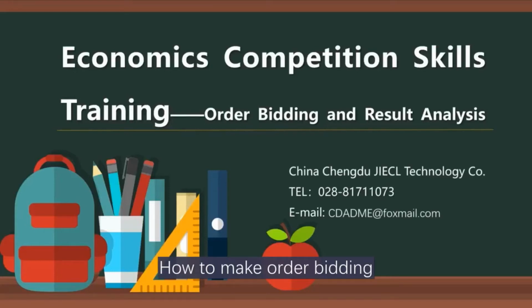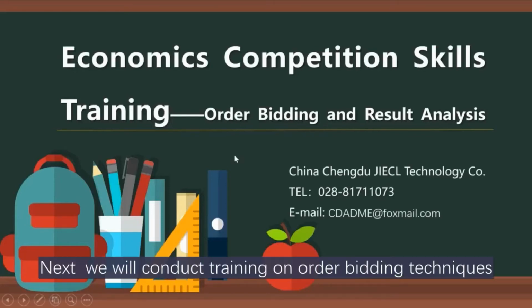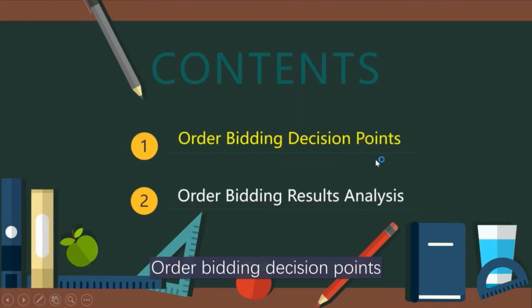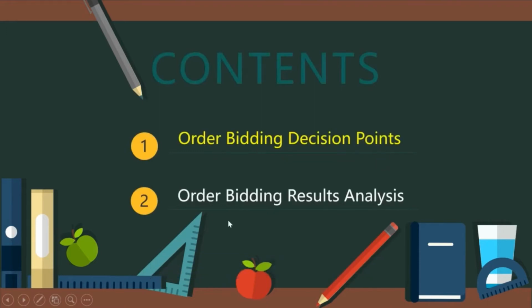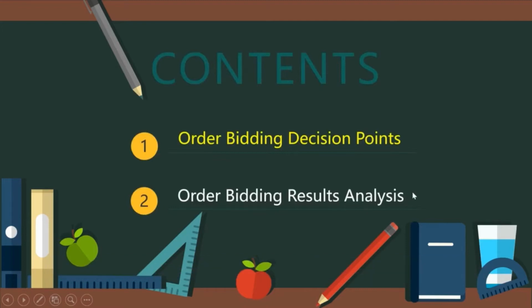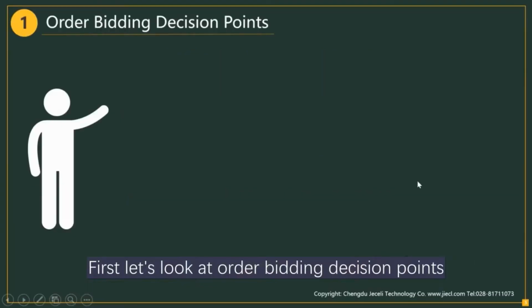How to make order bidding. Next, we will conduct training on order bidding techniques. There are two parts: order bidding decision points, and analyzing the results to see what information they can reflect. First, let's look at order bidding decision points.